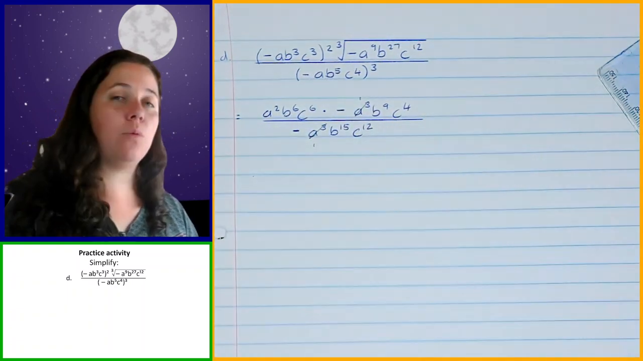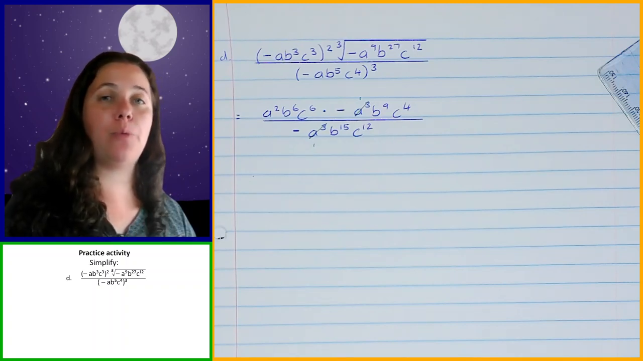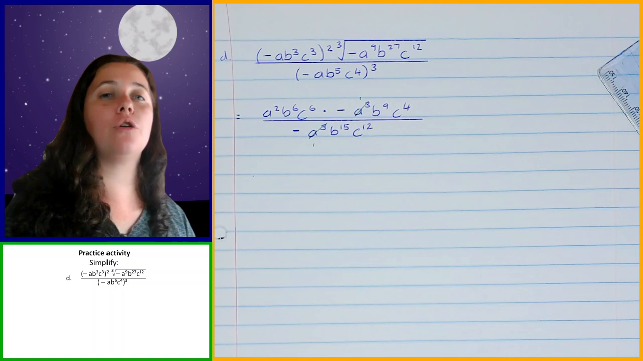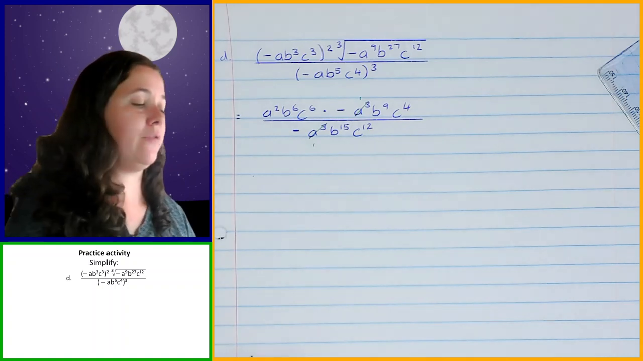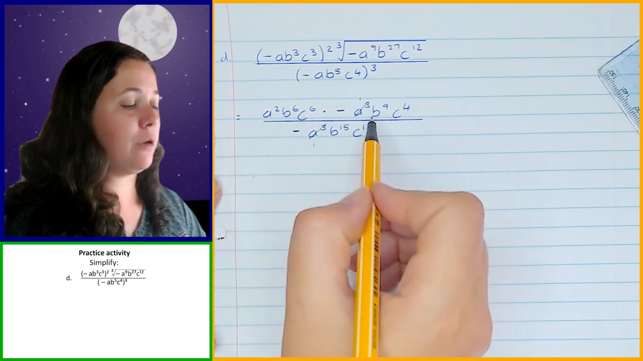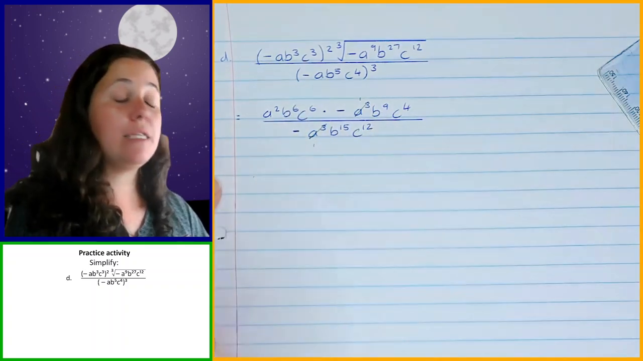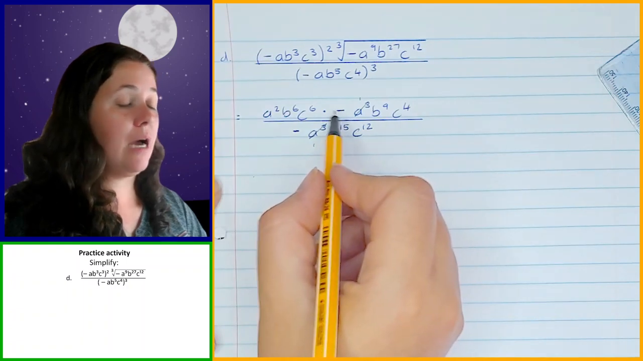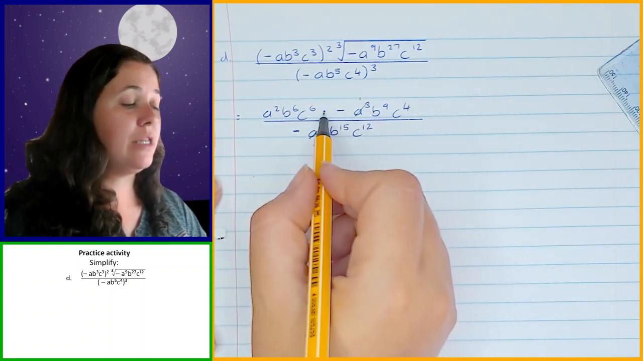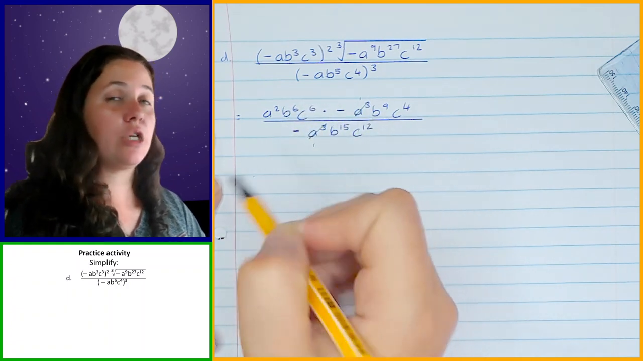So if you see things that are exactly the same at the top and the bottom that can cancel, cancel those rather than doing parts of this and parts of that if you can. Okay, so over here I've got b to the power of 6 and b to the power of 9 at the top. And over here I've got b to the power of 15. Please take note, even though I've got a minus over here, I cancel because this is multiplication. So I'm multiplying that by that. Okay, so I cancel.